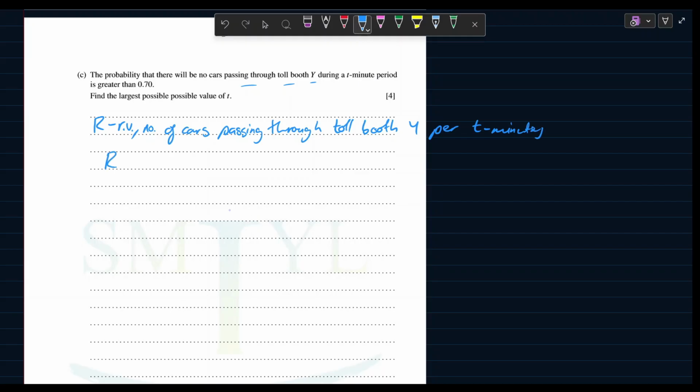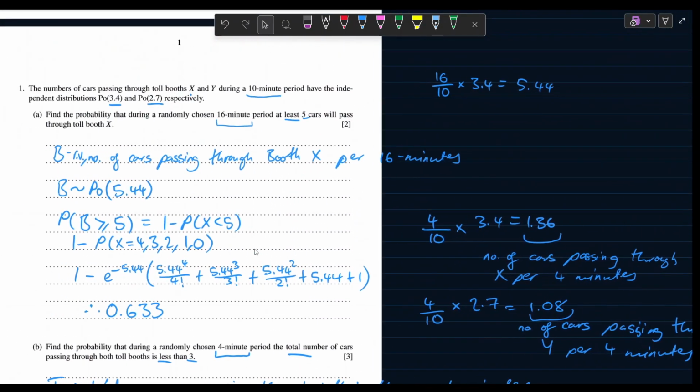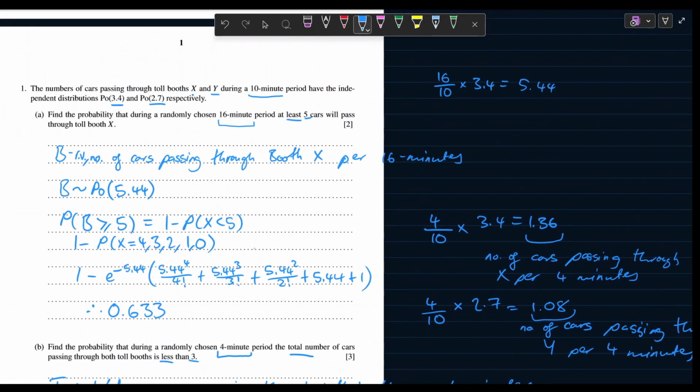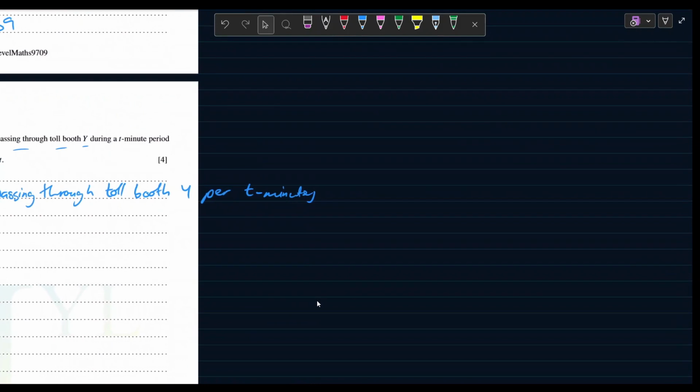So R is going to follow a Poisson distribution. But how would we find lambda? We know that for a 10-minute period, if we're going through booth Y, our lambda is 2.7. What about if it's t minutes? So for t minutes, it's going to be simply t over 10 times 2.7.